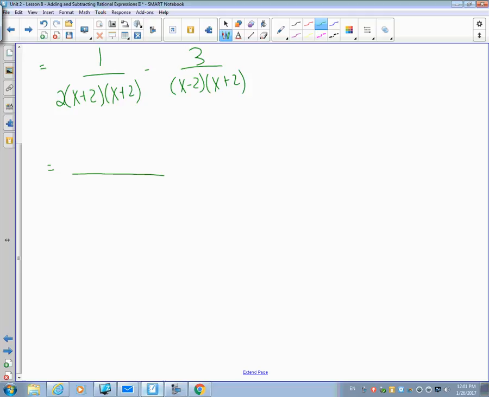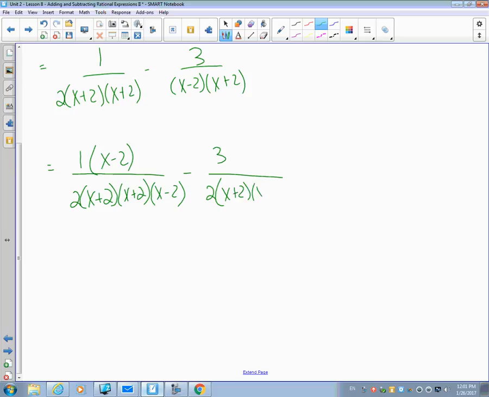So I need to have a number 2, I need an x plus 2, a second x plus 2, and a x minus 2. To the first one, I've added this x minus 2. The next one, I need the 2, the x plus 2, the x minus 2, and a second x plus 2. So what have I added here? I've added both the 2 and the x plus 2, the second one, right?